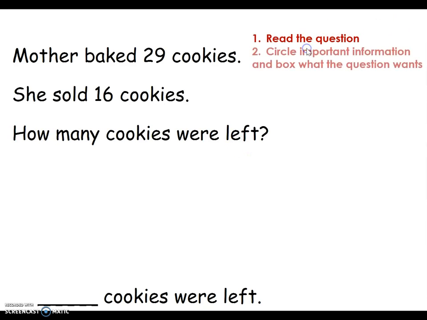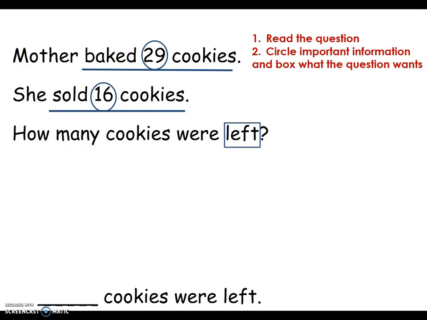Read the question. So number 2, circle important information and box what the question wants. Okay, so I know that mother baked cookies. How many did she bake? 29. And then after that, she sold some. How many did she sell? 16. Very good. I want to find how many left. Okay, so what should I do?